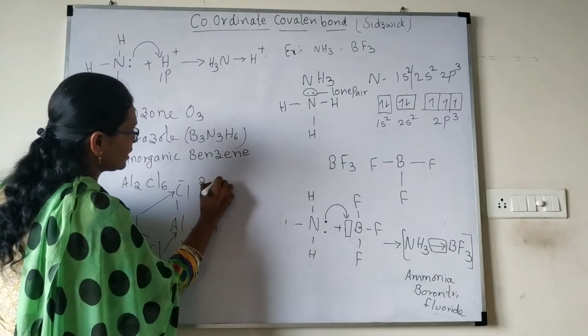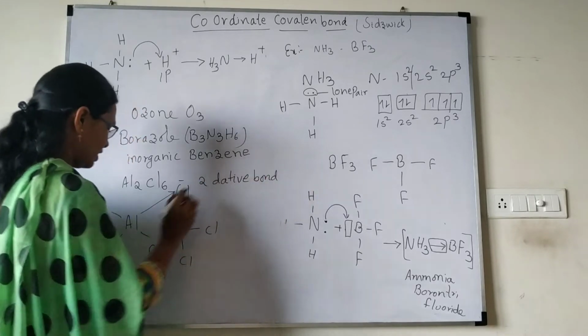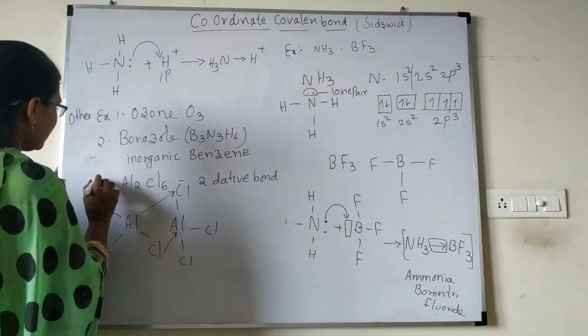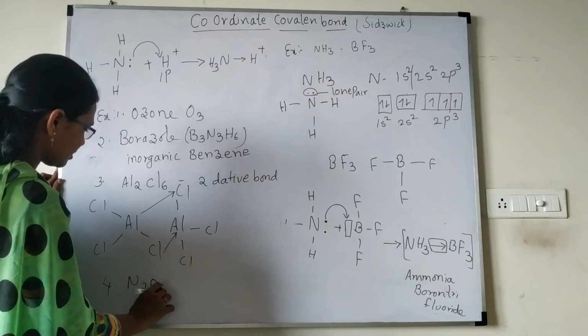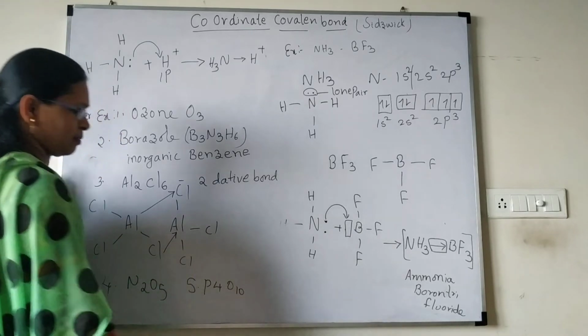Al2Cl6, two dative bonds we can expect here. Okay, two dative bonds. And another one we can say here is N2O5, nitrogen pentoxide. Next, P4O10, like this.